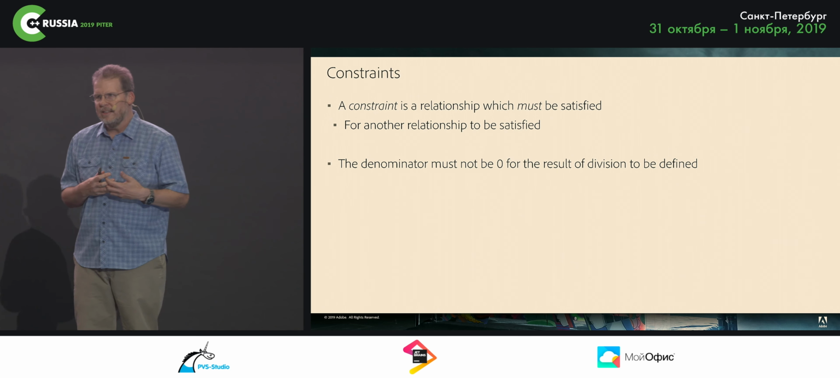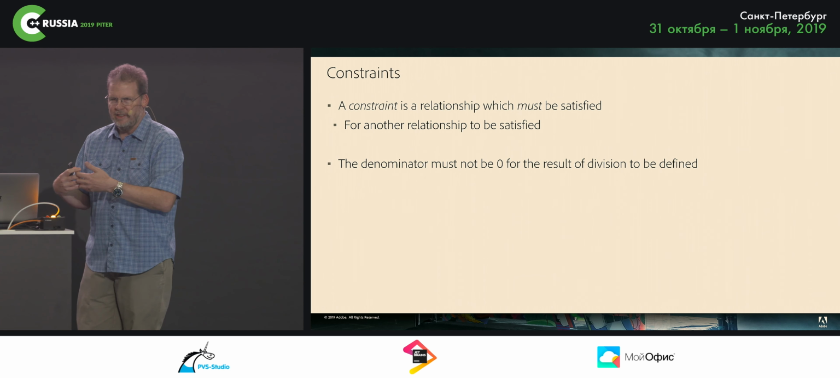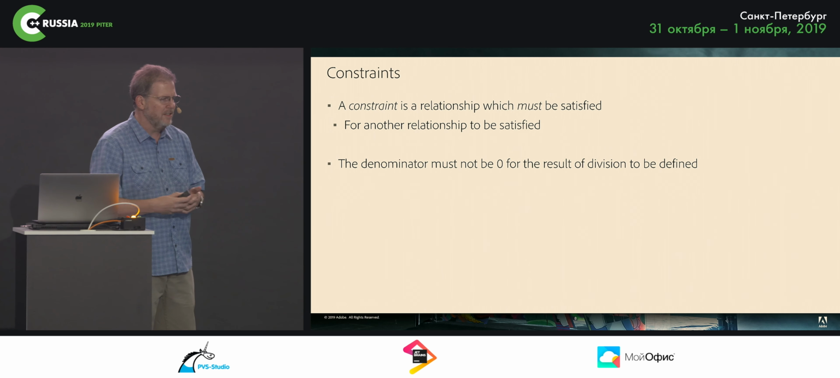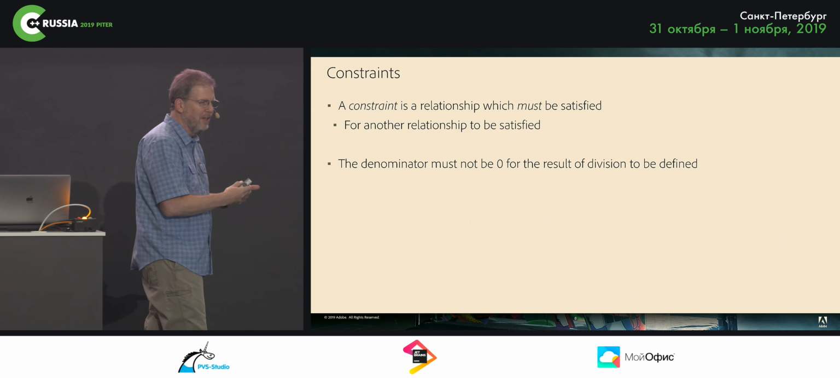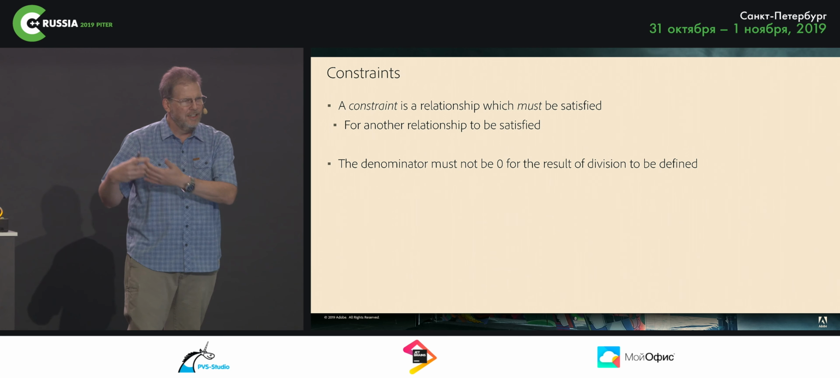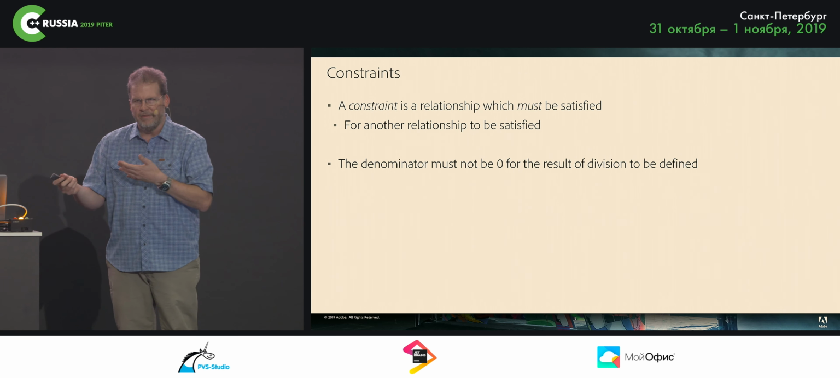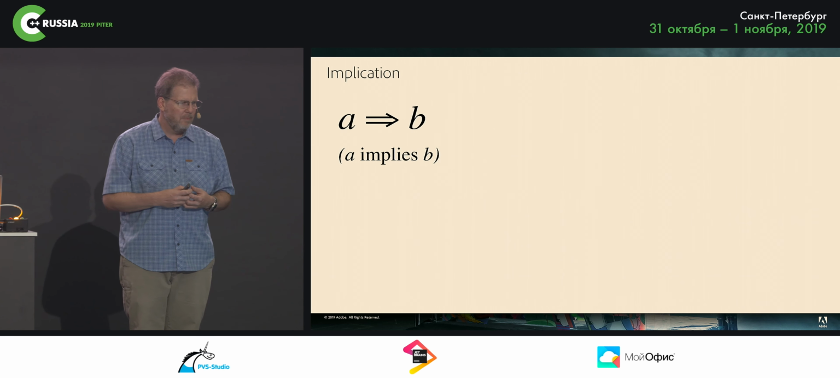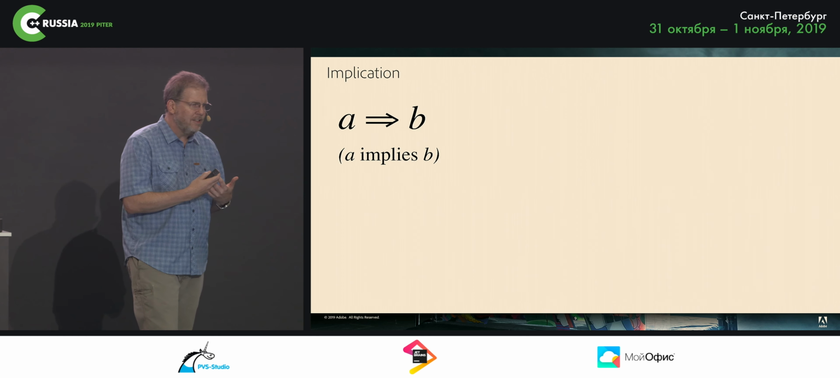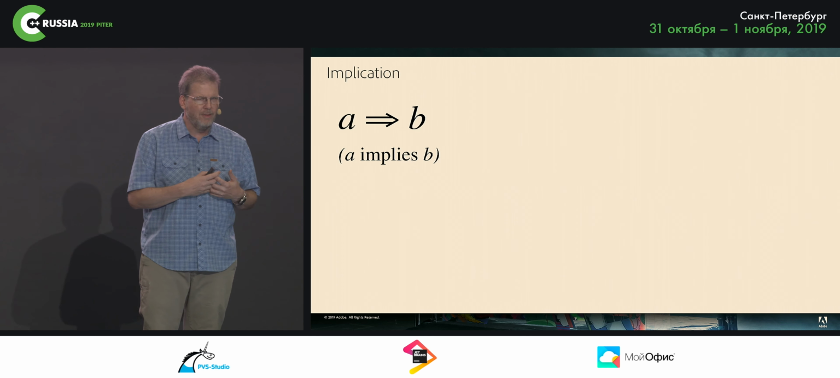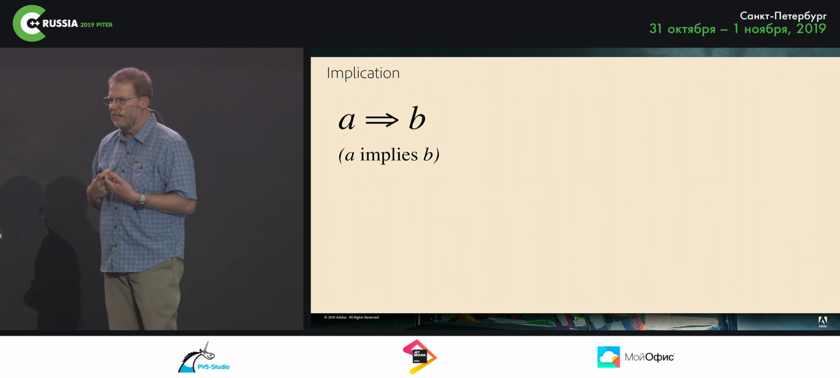So when we're talking about a constraint, we're always talking about two relationships. Right? The first is the denominator must not be 0, and the second is what violating that constraint would imply, which is that division would not be defined. So constraints are closely tied to the implication relationship. A implies B.